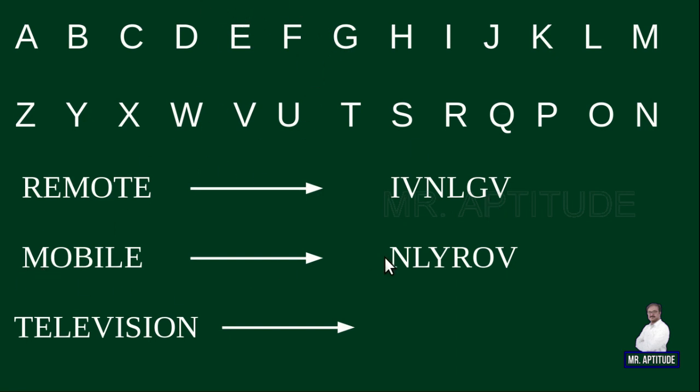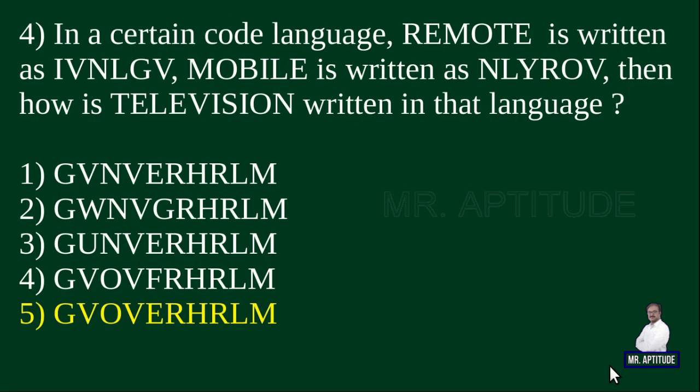In the same way, M and N are opposite letters, O and L are opposite letters, B and Y are opposite letters, I and R are opposite letters, L and O are opposite letters, E and V are opposite letters. So the answer here will be T and G are opposite letters, E and V are opposite letters, L and O, and so on. So your answer will be option number 5.